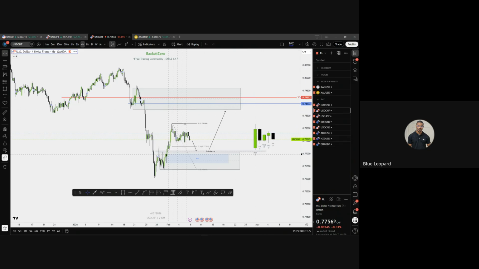Okay, so that's it, guys. I think this can help you for GBP USD and USD CHF. I will continue for the other pairs, but these are the most important that we have to focus on.